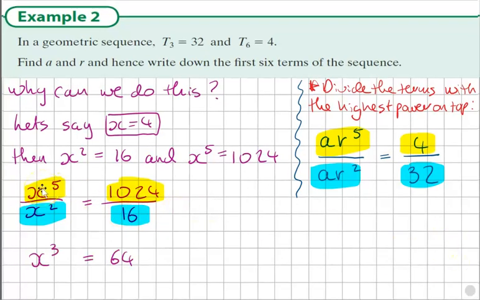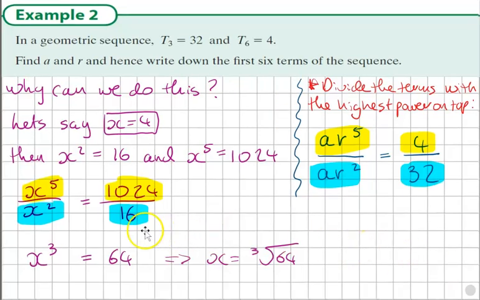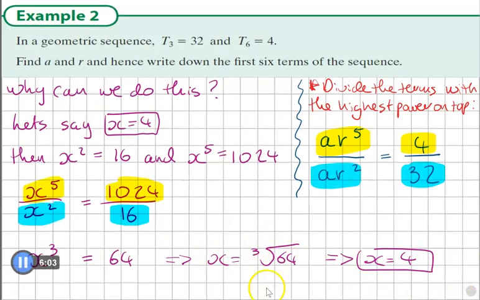So x to the power of 5 divided by x to the power of 2 is x to the power of 3, because 5 take away 2 is 3, and dividing powers with the same base, we subtract the powers. And then inputting into the calculator, 1024 divided by 16 is 64. And x to the power of 3 is equal to 64. If we want to solve for x, then the cubed comes over the equal sign and becomes the cube root. So x is equal to the cube root of 64, and the cube root of 64 is 4. So x is equal to 4, and that's what we started off with.